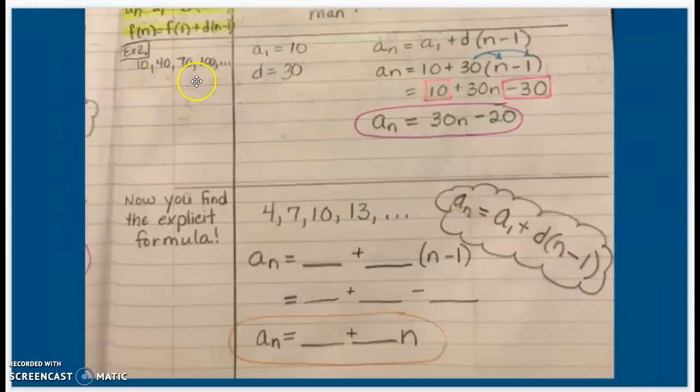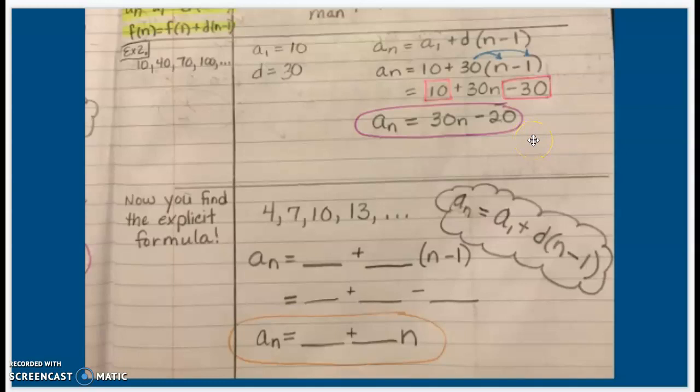Let's apply it. Same sequence we used before. We know what the first term is, we know what the common difference is, and we're filling it in. So we plugged in the 10 here for the first term, we plugged in the 30 for the d, and then we distribute that 30 and get 10 plus 30n minus 30. And the negative 30 and the 10 are like terms, so we combine them and simplify so that the unknown number is equal to 30n minus 20.